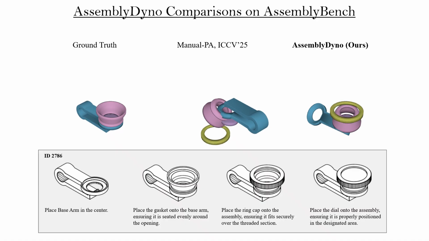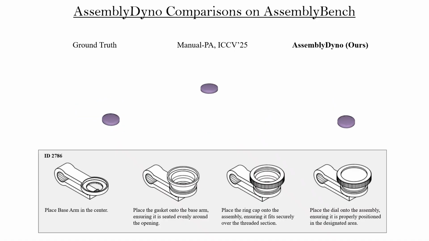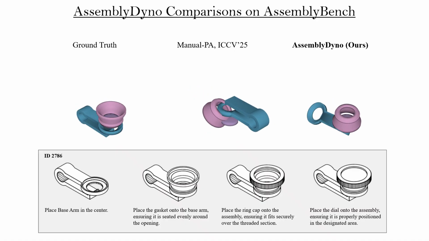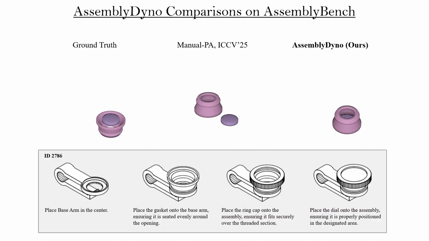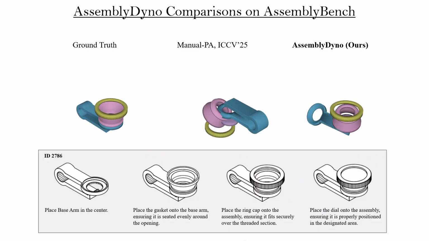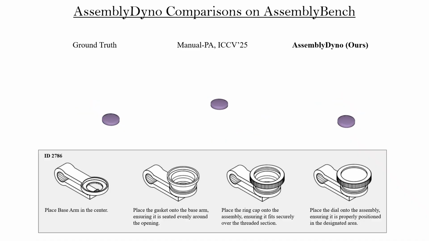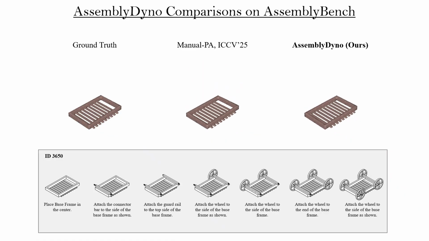We now compare example assembly trajectories and the final part locations determined by AssemblyDyno to the output of Manual PA, the previous state-of-the-art method. As you can see, AssemblyDyno generates motion trajectories that are far more realistic, closely matching the true assembly process and capturing the subtle motions that previous approaches miss.